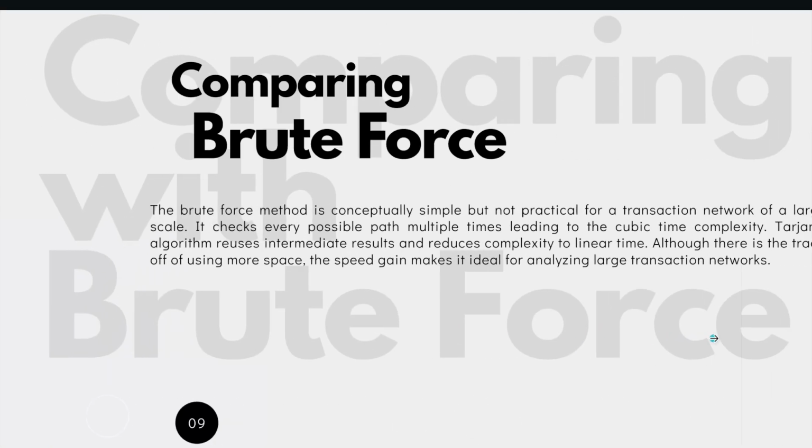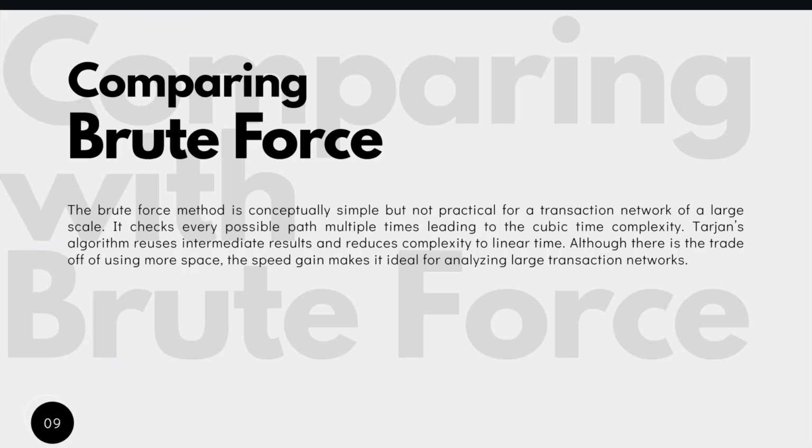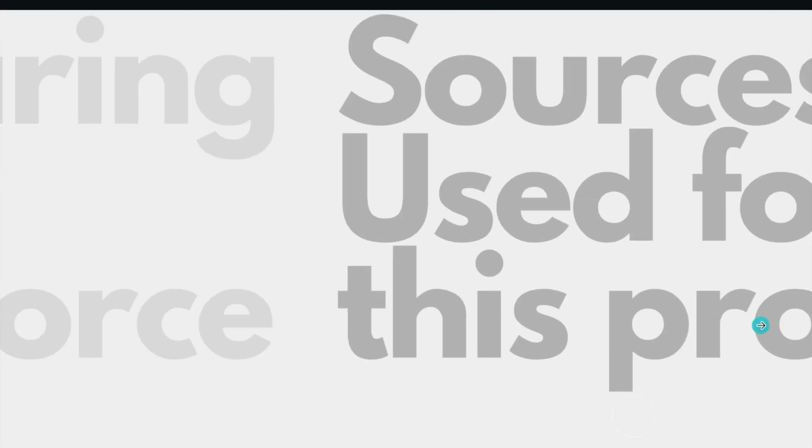Moving on, we're going to compare the brute force. The brute force just fails in comparison to this. Even though it's dead simple conceptually, it's not practical with a dynamic and ever-growing graph. So Tarjan's algorithm using dynamic programming completely speeds it up and puts it into linear time. Although there's a slight trade-off using more space, because you're not using a recursive stack at that point, the gain of the speed is more ideal for these large transaction networks.